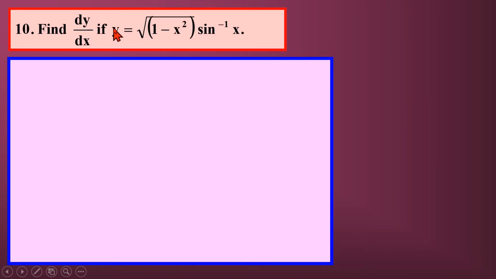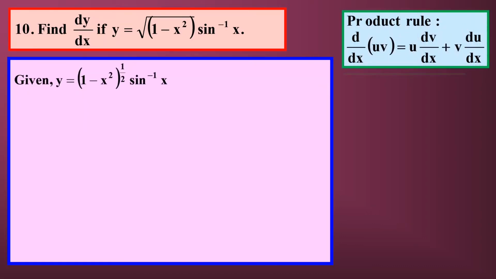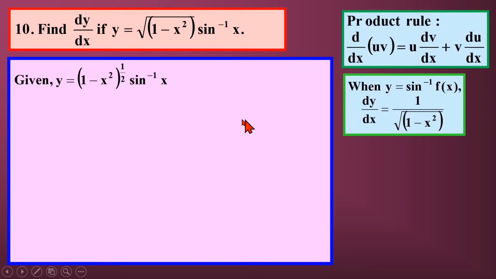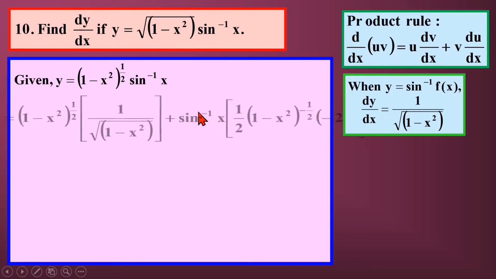In this question, it's given that y equals square root 1 minus x squared multiplied to sine inverse x. So we have a product rule and the differentiation of inverse sine formula needed. So we have both of them at the side here. So you can now combine them.